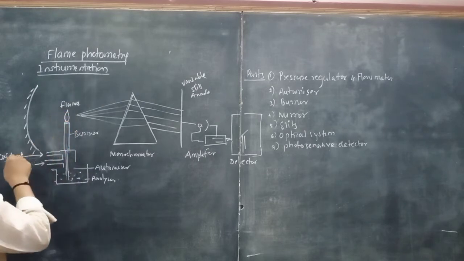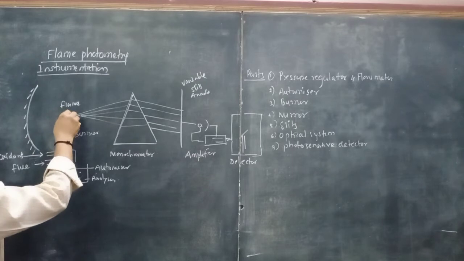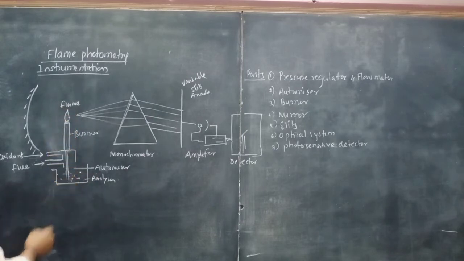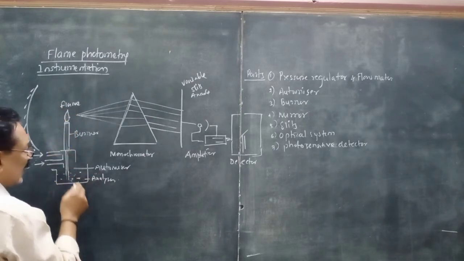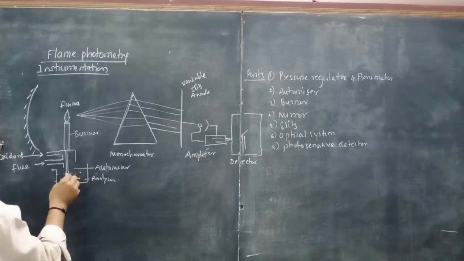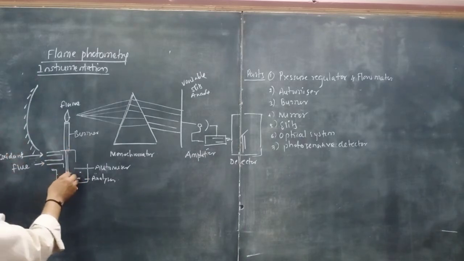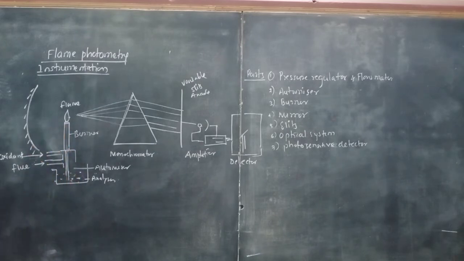What happens here? The fuel catches fire in the presence of oxidant, and combustion of the fuel starts, which gives a flame. At the same time, in the atomizer, the analyzer is placed. That analyzer in the form of liquid also starts to flow upwards. Then it comes in contact with the flame at a stable and reproducible rate.